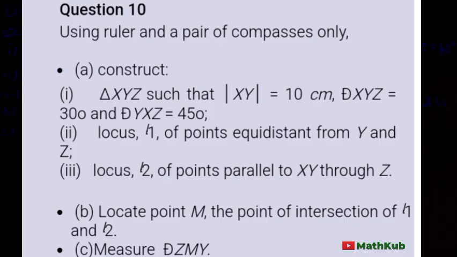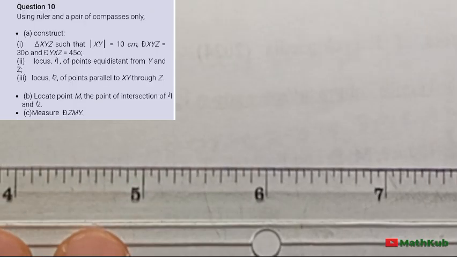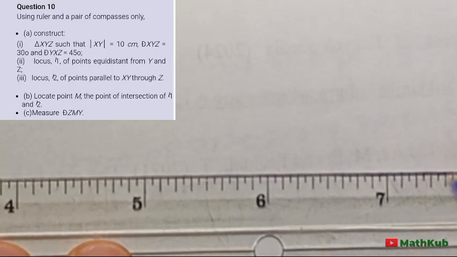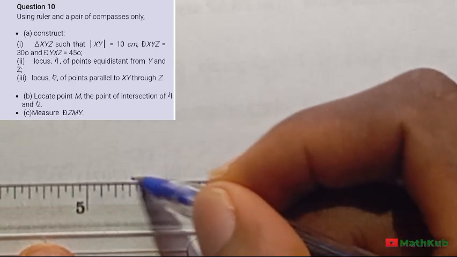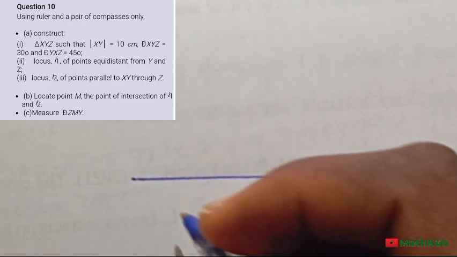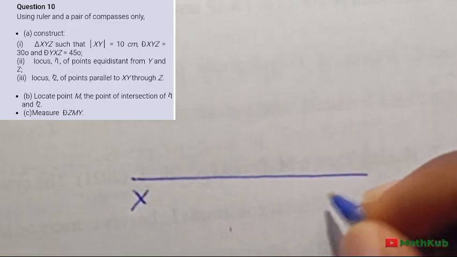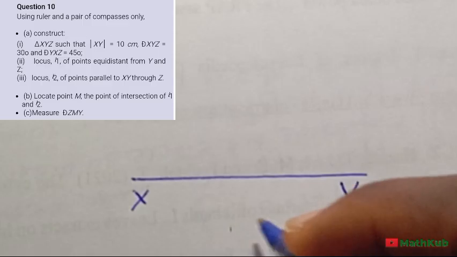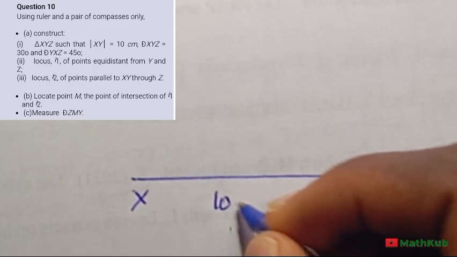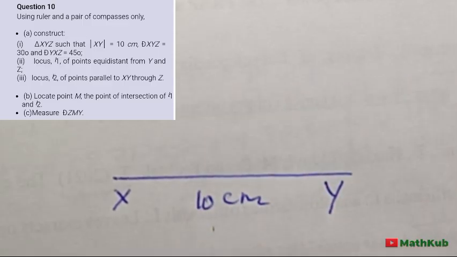Number one says what? Triangle XYZ such that line XY equals 10 cm. I'm not going to measure because this is just a rough sketch. Line XY, let me call this X and call this Y, and this must be 10 cm.